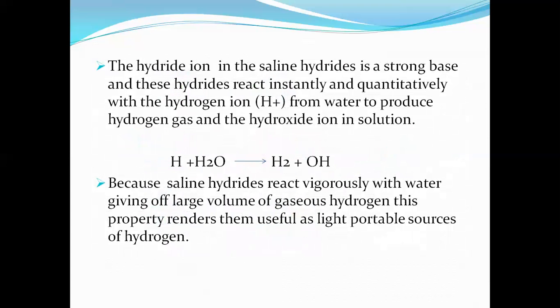The hydride ion in the saline hydride is a strong base, and these hydrides react instantly and quantitatively with the hydrogen ion from water to produce hydrogen gas and the hydroxide ion in solution: H negative plus H2O gives H2 plus OH negative. Because saline hydrides react vigorously with water, giving off a large volume of gaseous hydrogen, this property renders them useful as light portable sources of hydrogen.